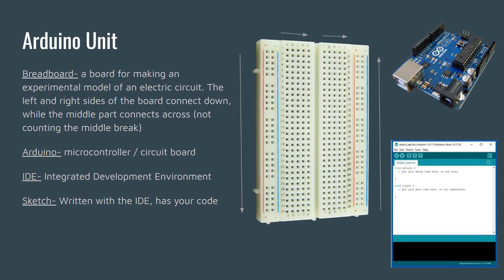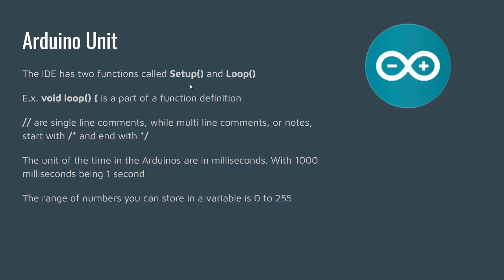It's an application that includes an editor, a sort of programmer's word processor, debugger, and compiler, among other tools. This is where you write your code. Then we have Sketch, and this would be your Arduino program that's been written in the Arduino IDE. So the IDE has two main functions called setup and loop. Void setup and void loop.